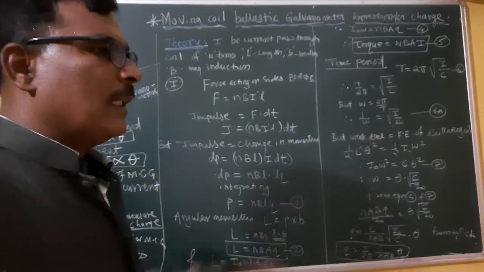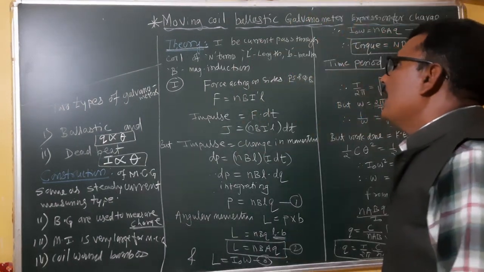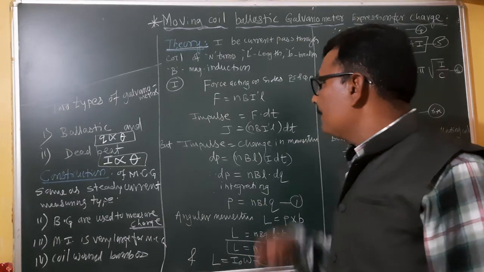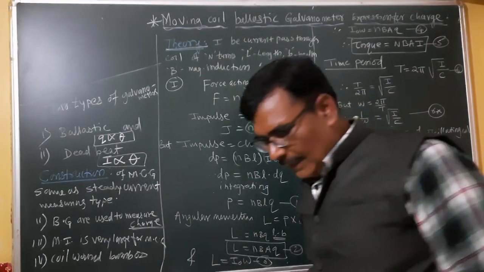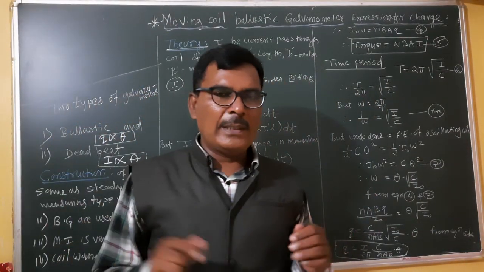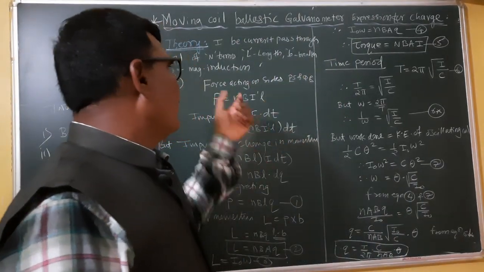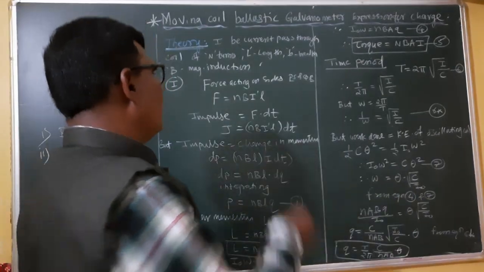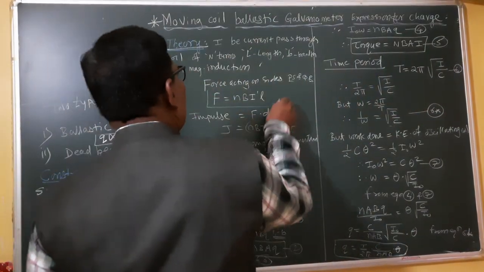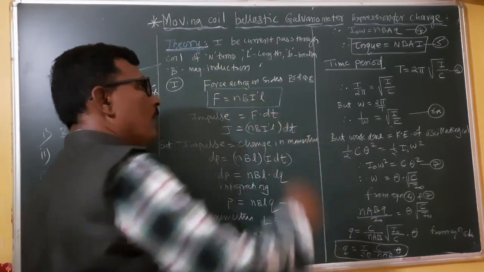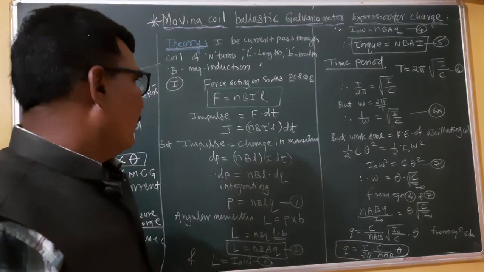In the theory, we consider one rectangular coil carrying a current I and having n number of turns. L is the length and b is the breadth, and B is the magnetic induction. While the coil is deflecting or oscillating in the magnetic field, the force acting on the two sides is F = nBIL. This is a very important condition for the force acting on the coil, where F is the force, n is the number of turns, B is the magnetic induction, I is the current, and L is the length of the rectangular coil.